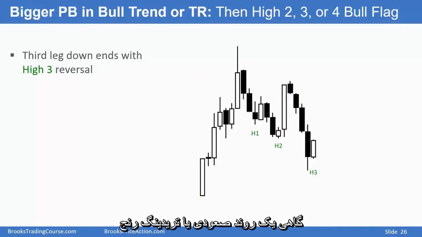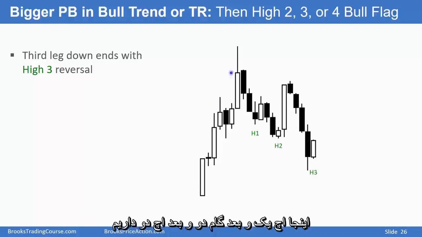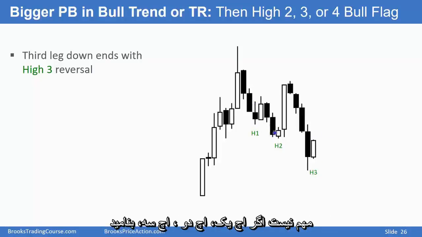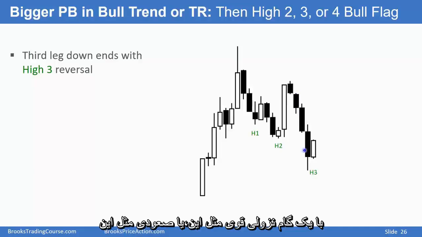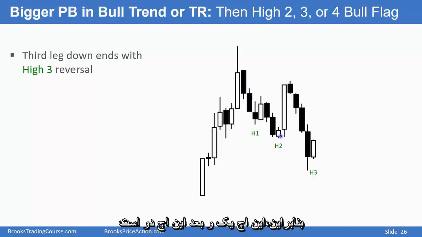Sometimes a bull trend or a trading range will have big legs down, and sometimes the legs subdivide. Here, high 1, second leg, high 2, or maybe this is a high 1 and this is a second leg up. It doesn't matter if you call this a high 1, high 2, high 3. In general, with a strong leg down like that and a strong leg up like this, I would view this as a large high 2. So the first leg down subdivided, so high 1 and then high 2.